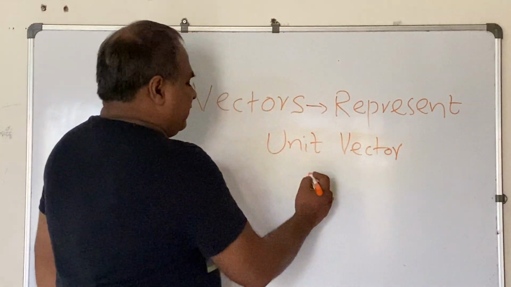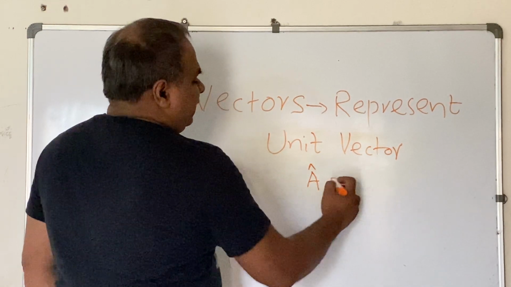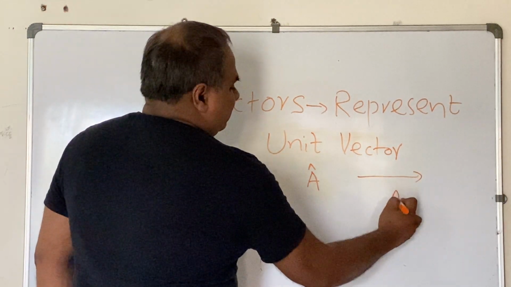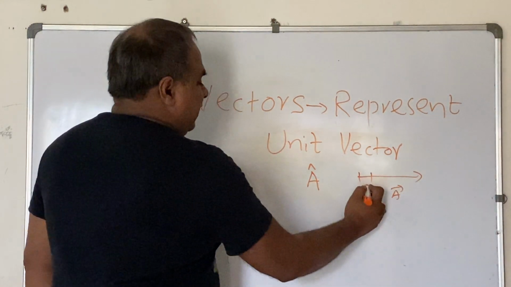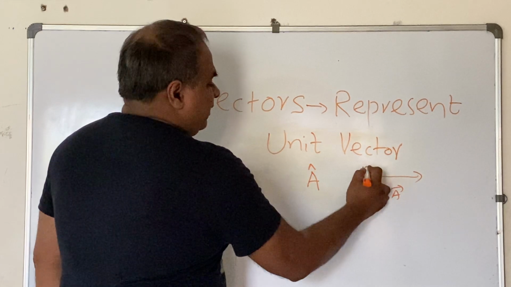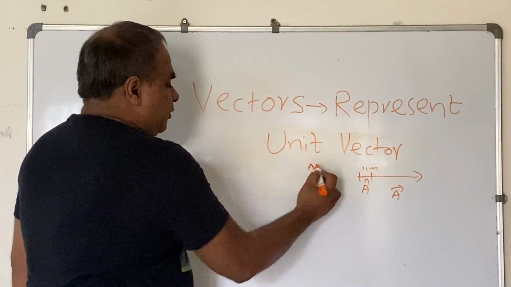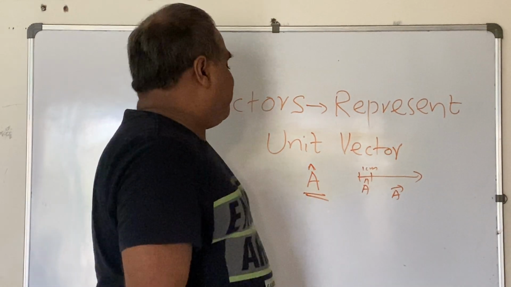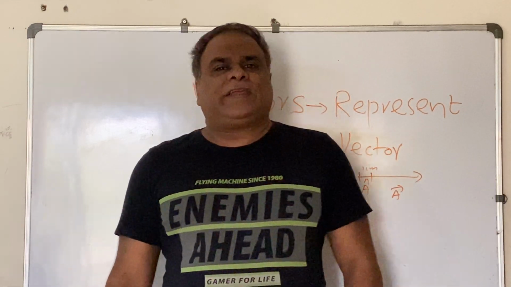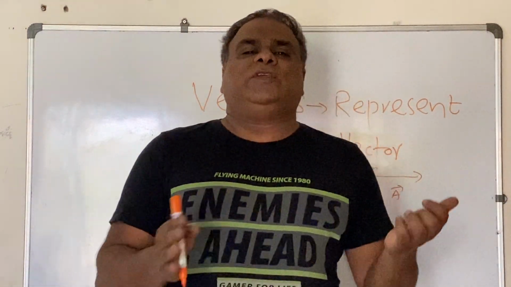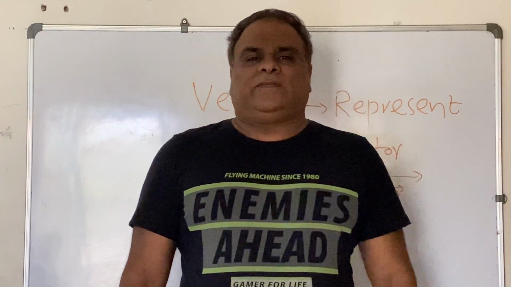So a unit vector, for example, is denoted by a cap. If there is vector A like this, then A cap is a unit vector along the direction of vector A. We can take it as 1 centimeter. A unit vector is denoted by a cap. Okay. So what is a unit vector? A vector whose magnitude is unity is known as a unit vector. You are clear on that as well?